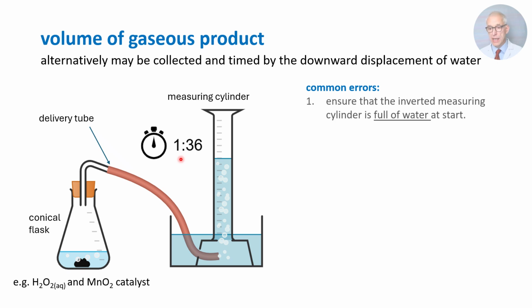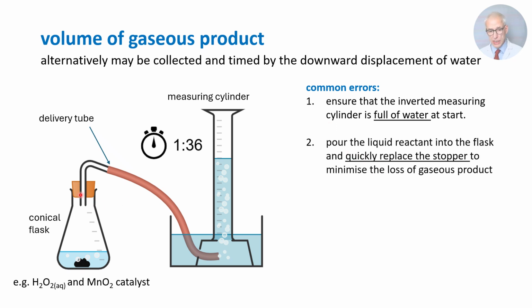Now, the common errors, you should be aware that it's very important that the inverted measuring cylinder is full of water at the start. A common error is to start with some gas, some air in the cylinder. That will affect your results, of course, cause an inaccuracy.